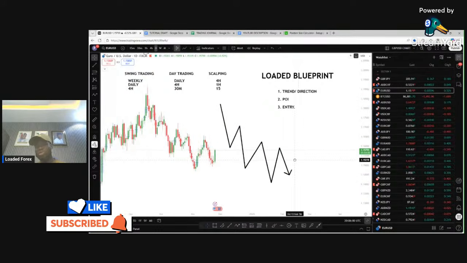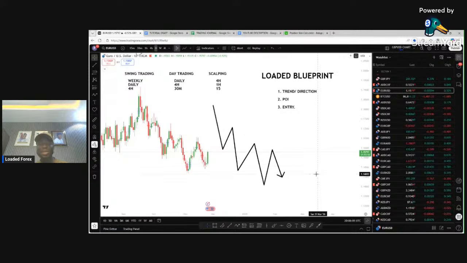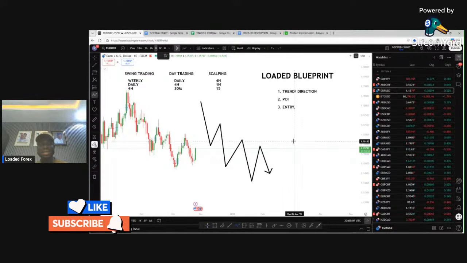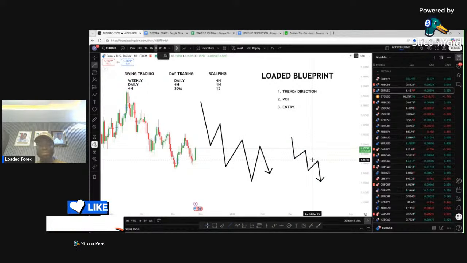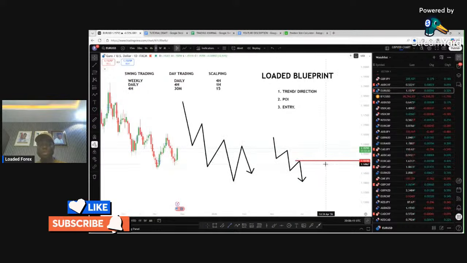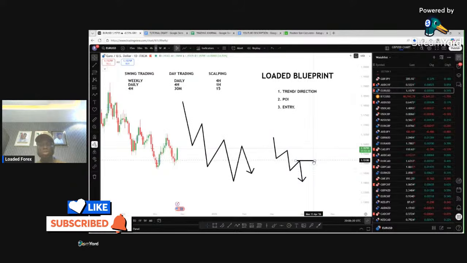And if you watch some of the videos we've put out on our YouTube channel, I explained that in a downtrend, the last lower high must be protected. Price must not close above the last lower high. So in as much as the last lower high is still intact, the trend is still valid.